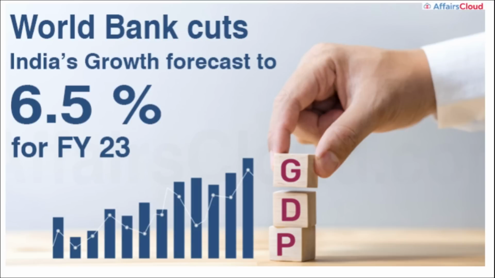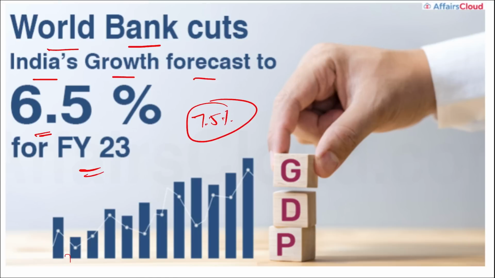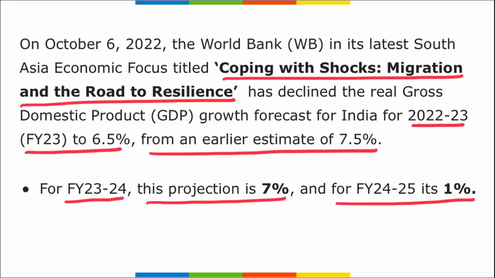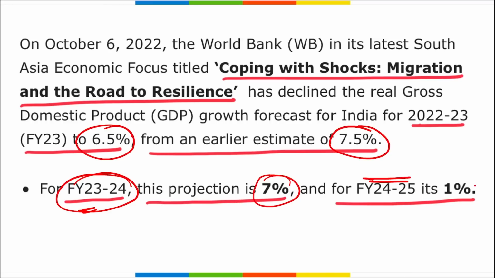Next news is regarding India's GDP growth rate for fiscal year 23. So, World Bank has cut India's growth rate forecast to 6.5% for fiscal year 2023. Earlier, the GDP forecast was around 7.5%, but now it has been slashed down to 6.5%. This was released in a World Bank report titled Coping with Shocks, Migration, and the Road to Resilience. Similarly, for fiscal year 23 to 24, the projection is 7%, and for 24 to 25, it is just 1%. All right, let's see what is the reason.